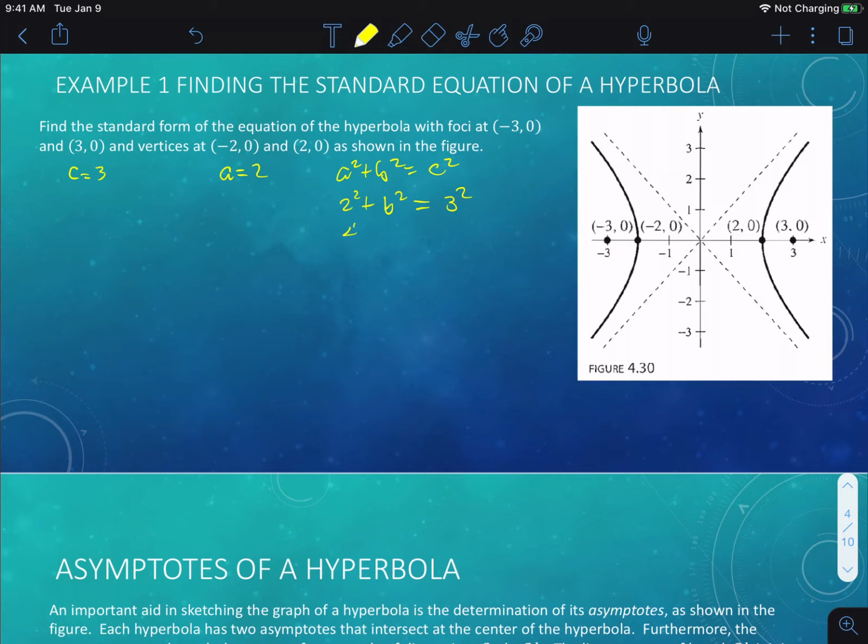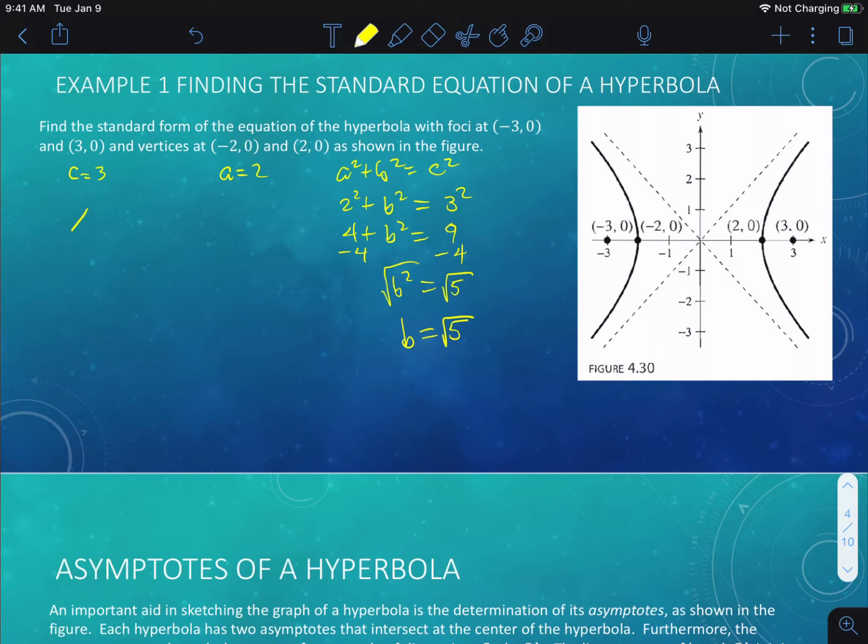And so that's going to be 4 plus b squared is equal to 9. Subtract 4 and get 5. And that's what b squared is. So when I take the square root of both sides, b is going to equal the square root of 5. So if b is equal to the square root of 5, now we can go ahead and write the equation.